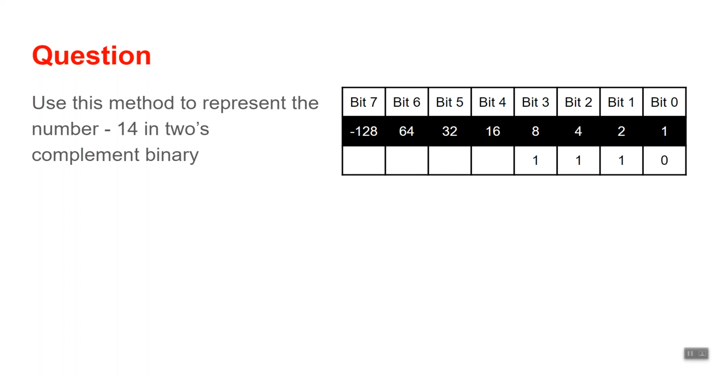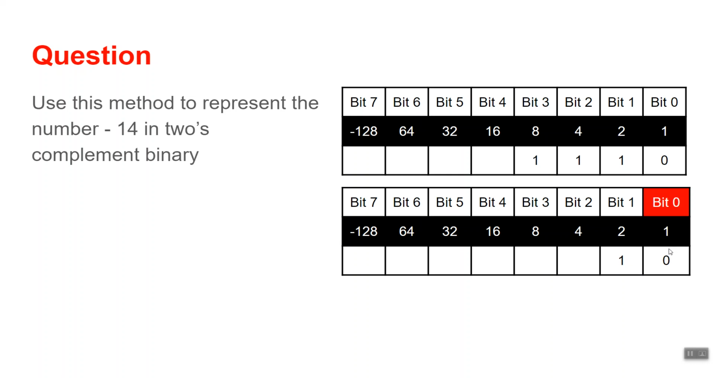Okay, so we're going to go through the answer. So the first thing we do, we've got -14. The very first thing we do is we take the number and we represent it as a positive binary number. So that's what 14 looks like as a positive binary number. That's what we should be used to. Then we work from right to left, and we keep going until we reach the first set bit.